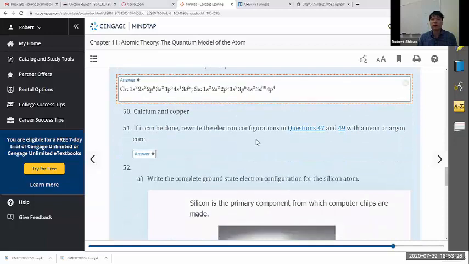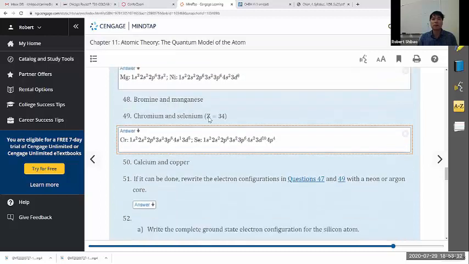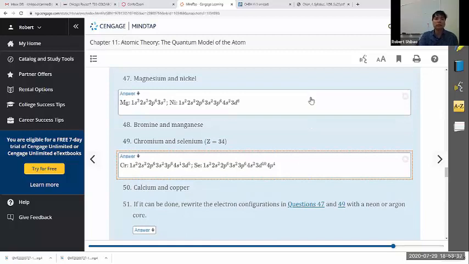If it can be done, rewrite the electron configurations for 47 and 49 using the core. It's simple enough. Here we filled the first shell and the second shell, and so that would be neon. So we could just do neon 3s2. Here it's the first, second, and third shell, so that would be argon. This would be argon 4s2, 3d8. Same thing here: first, second, and third shell would be argon, 4s1, 3d5.